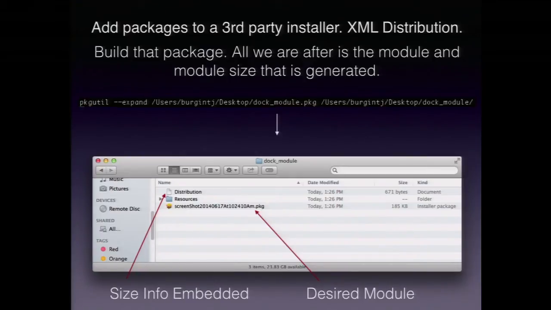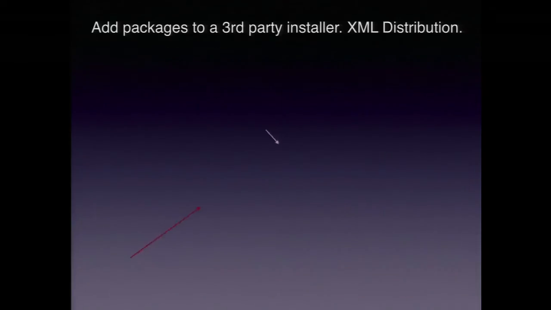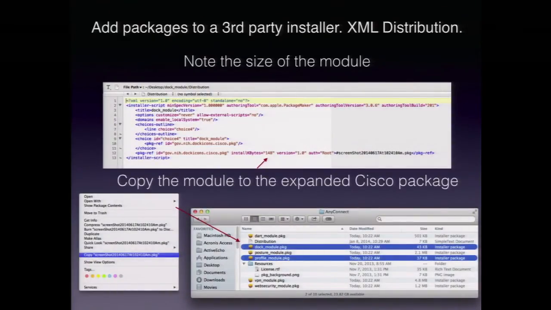But we do have to go ahead and get a little bit of information out of this distribution plist, distribution XML file, to pass over to the real Cisco distribution file that we're going to be manipulating later to actually make the changes. So the important thing that we need to grab from our created post install module is the install kilobyte size. There's other ways of generating what the size of that is, but I find it easiest just to see what Package Maker thinks it is.